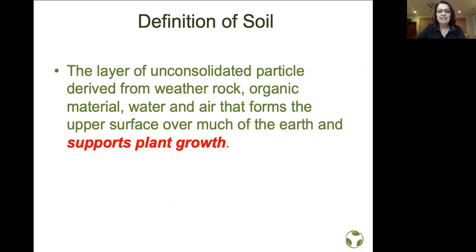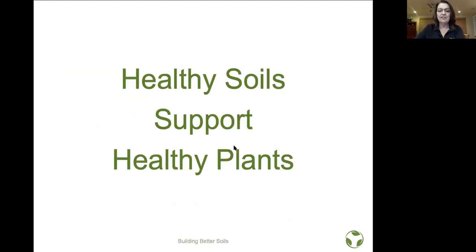First of all, the definition of soil is basically unconsolidated particles derived from weathered rock, organic matter, water, and air that forms over the surface of the earth. The really critical piece is that when we talk about soil, it has to sustain plant growth. That's one of the definitions. So our goal is to have healthy soils, because healthy soils support healthy plants.